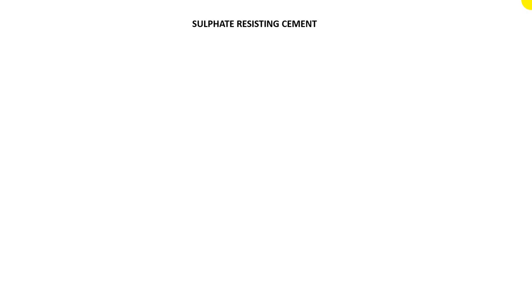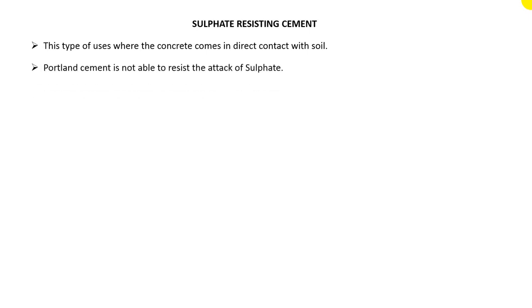And after that, sulfate resisting cement is used where the concrete comes in direct contact with soil. Okay, so to resist the sulfate from soil, this cement is used. Portland cement is not able to resist the attack of sulfate. When the construction is directly connected with the soil, then we have to use sulfate resisting cement for that portion, because ordinary Portland cement is not able to resist the attack of sulfate.